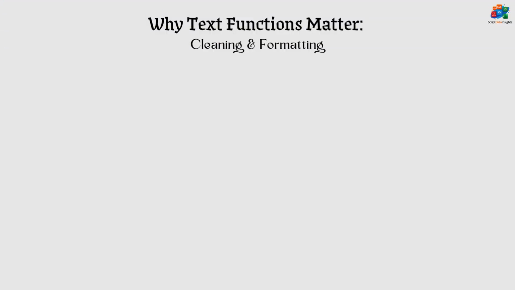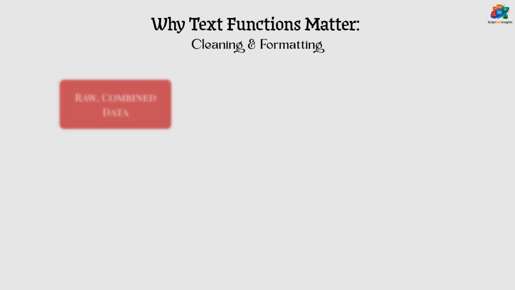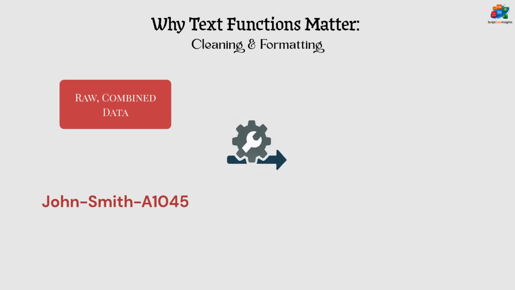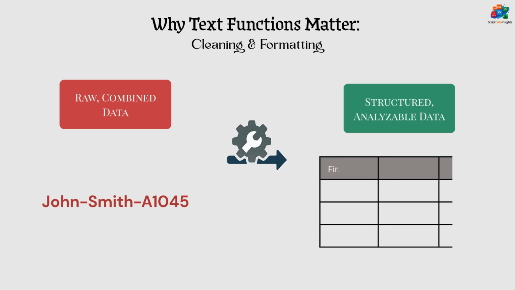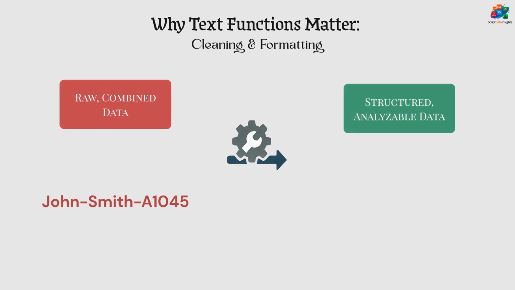First, let's understand why text functions matter. Often, you receive raw, combined data, like a single cell with John Smith, A104. This is useless for analysis. Text functions act as the processing gear, cleaning and formatting that raw data into structured, analyzable data with separate columns for first name, last name, and ID, allowing you to use that data in formulas and pivot tables.